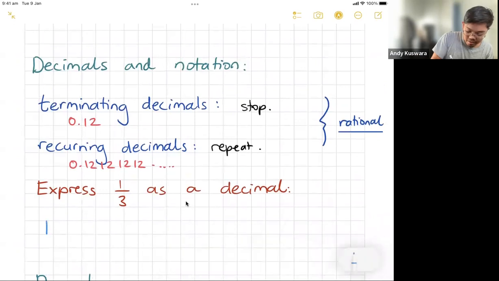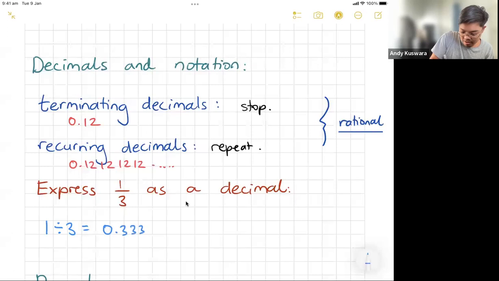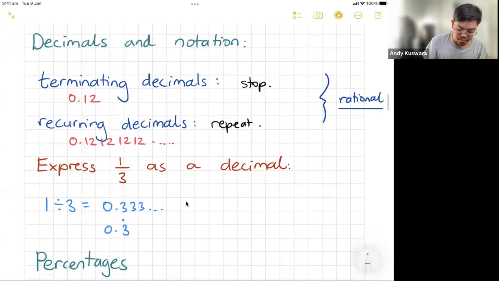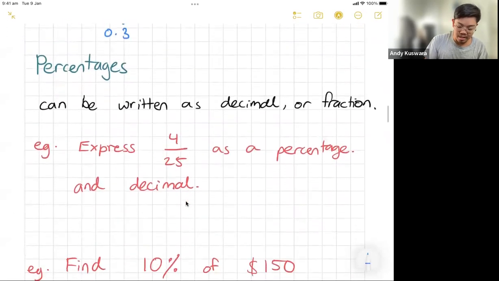Now, if I wanted to express 1/3 as a decimal, you can use your calculator. You can go 1 divided by 3, and that would be 0.333. And so you can write it as 0.3 and then just put a dot over the repeater. Okay. Last one is percentages.